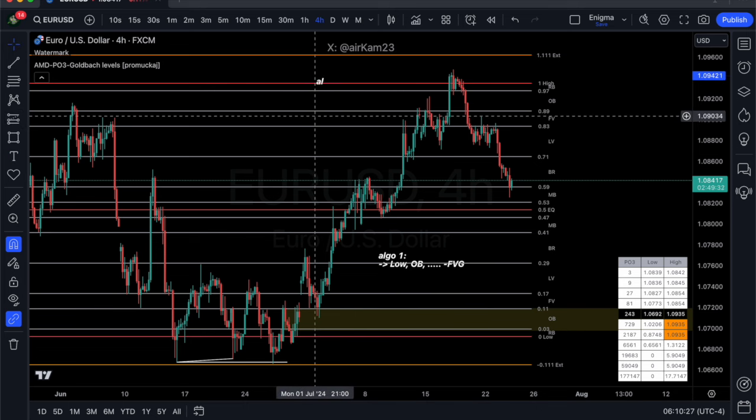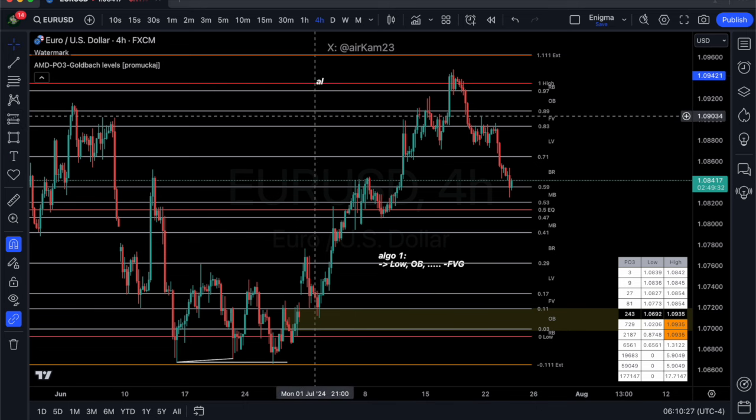Algo 2. We go, typically from the rejection block to the breaker. I tend to say X though. I don't really mind if it retreats from the breaker or some other point. It then goes into the fair value gap, and then it terminates at the opposing order block. This is ICT's YouTube 2022 model. But once you understand how Goldbach works, that model makes a lot more sense.